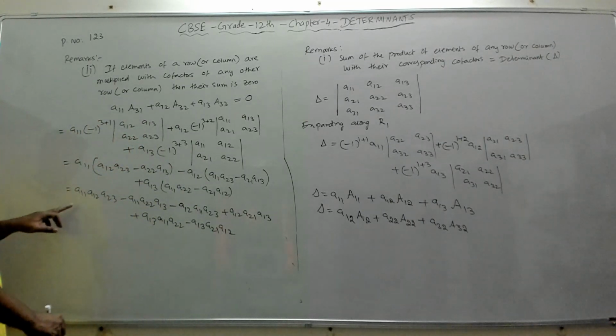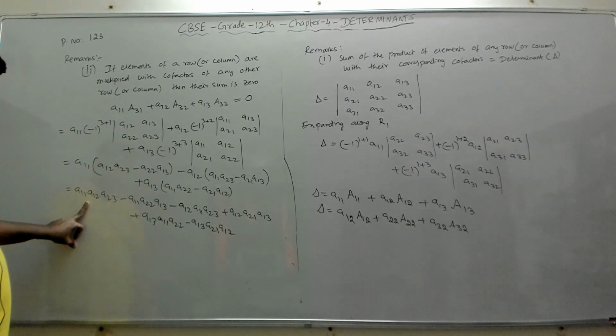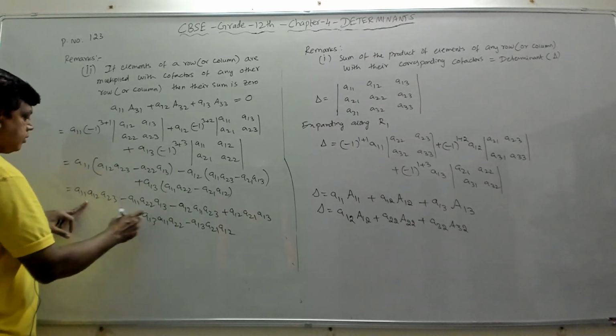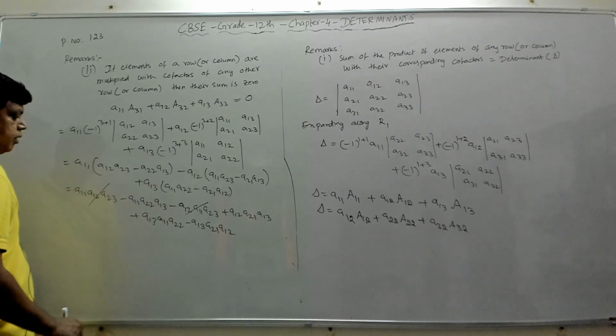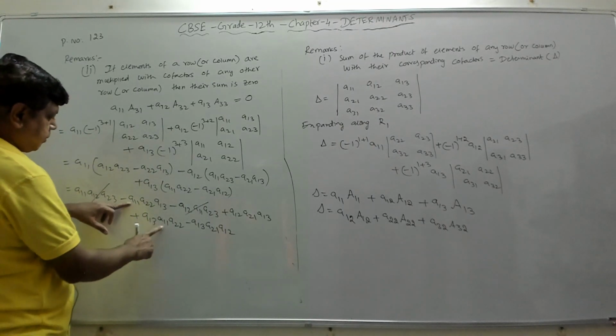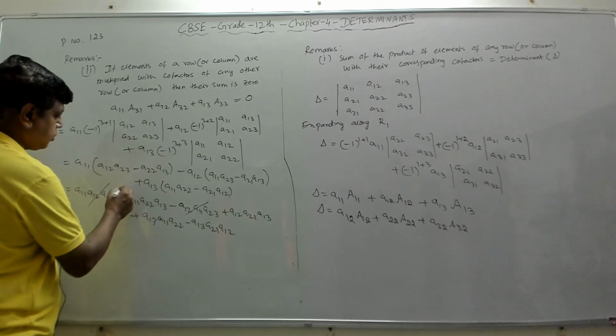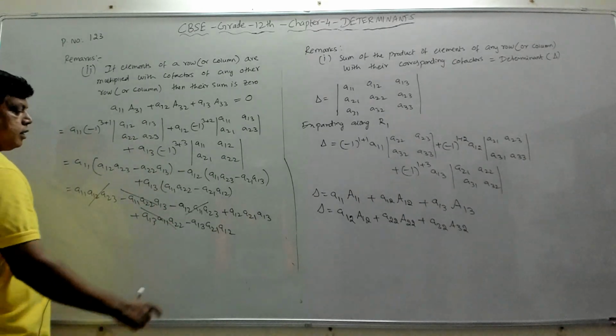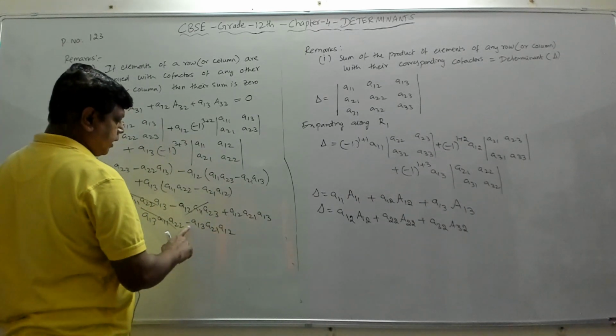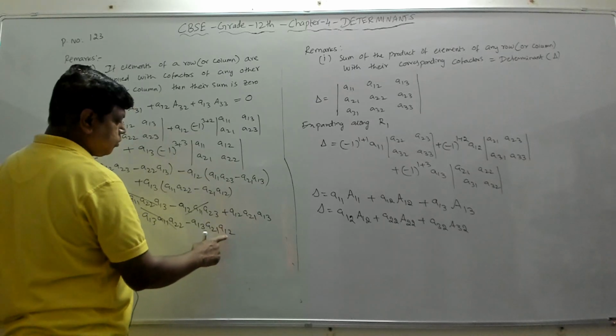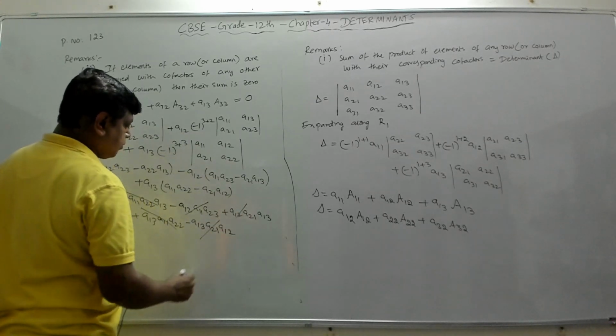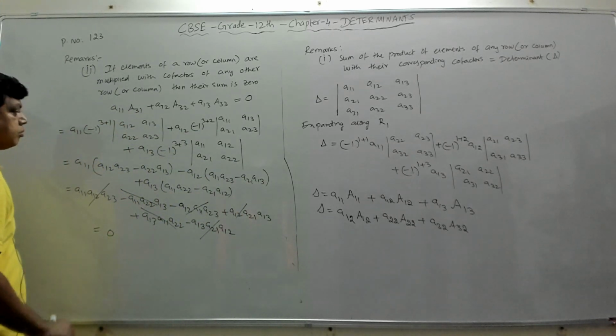Now let's see. A11, A12, A23 is plus and minus, so these two get cancelled. Then minus A11, A22, A13 and plus A11, A13, A22 also get cancelled. Then again these two are equal with opposite signs, A13, A21, A12 is plus and this is minus. So finally the answer is 0.